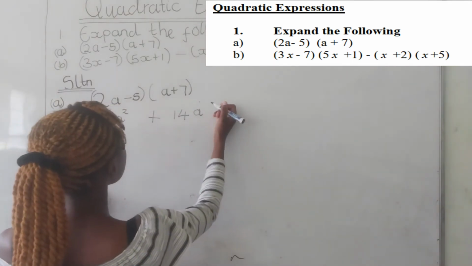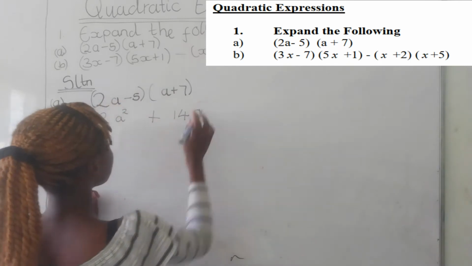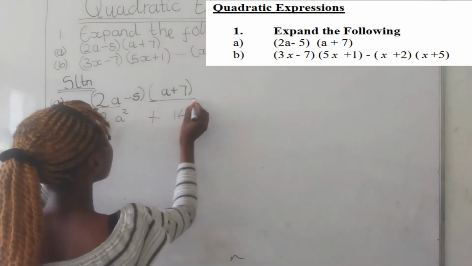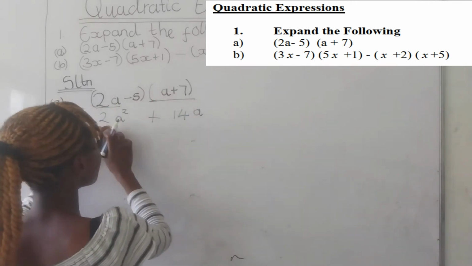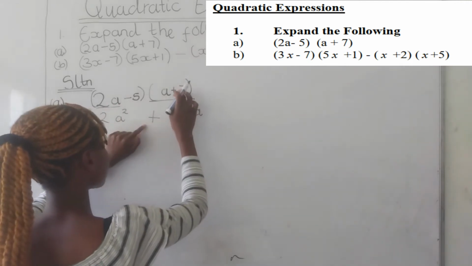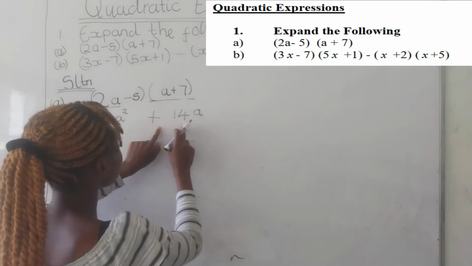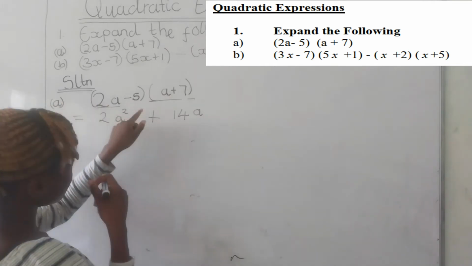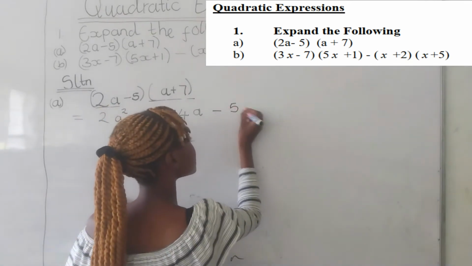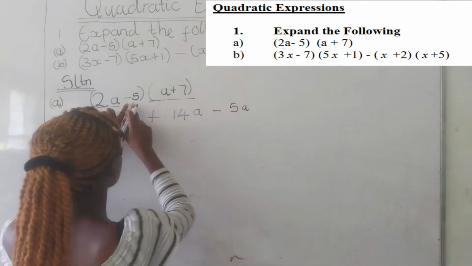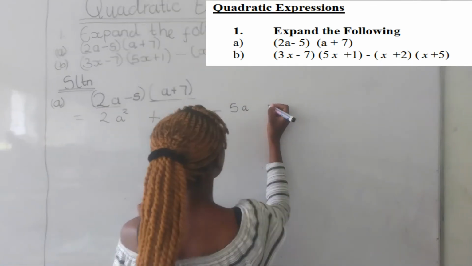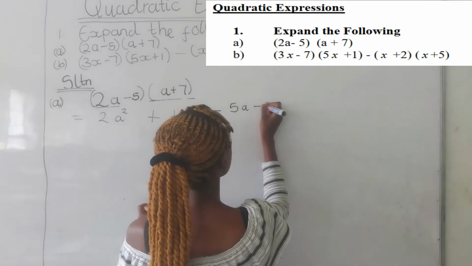Should I put it in brackets? No, I won't put it in brackets. So we multiply first this part with this. 2a times a is going to be 2a squared, plus 2a times 7 is going to be plus 14a. Okay, so the second part will be minus 5 times a will give us minus 5a, and also minus 5 times 7, and you're going to get minus 35.